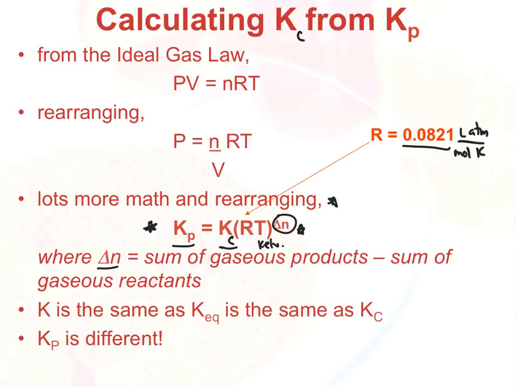And delta n is the difference between the total number of gaseous products minus the total number of gaseous reactants. If you plug these numbers in, you will end up with the adjusted Kp value from your Kc value. And obviously you could rearrange this and calculate your Kc from your Kp. So the takeaway here is you need to know this equation, how to utilize it, how to find all of the values, and that Kp and Kc are in fact different.